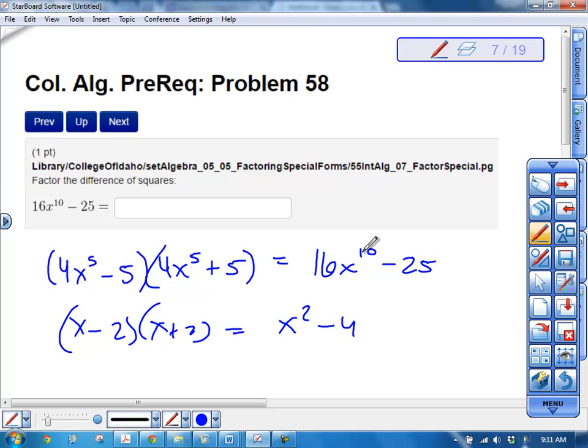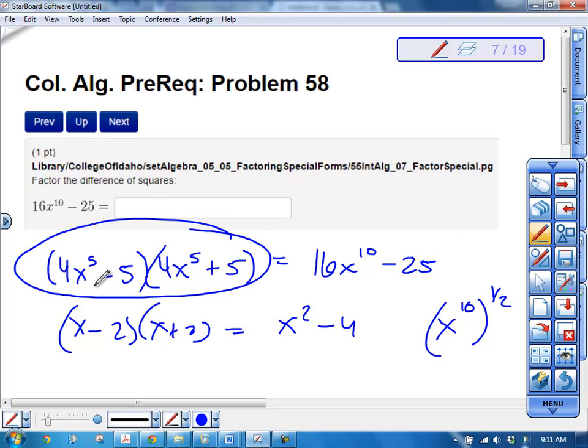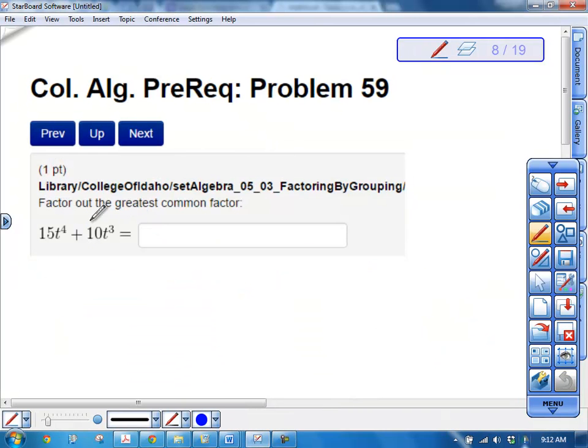Now, the square root of x to the 10th, I knew that was x to the 5th because when you raise it to the 1/2 power, which is the square root, that's how you get that x to the 5th right there. So this is my answer that I'm looking for. I know it's a little bit more difficult to enter that in with the caret right here, but that's the answer.